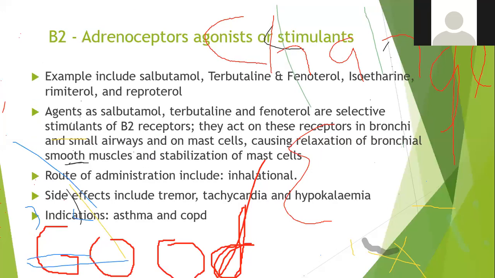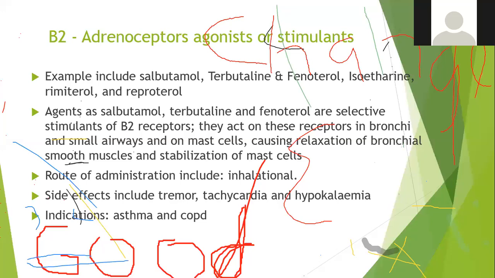You know, I said we have the beta receptors. We have beta-1, we have beta-2. Like I've said earlier, beta-2 is found in the lungs, in the walls of the bronchi, and so on. That is why drugs used for respiratory conditions can be classified as beta-2 adrenoceptor agonists. Examples include salbutamol, which we are all familiar with, also known as Ventolin. We can also have terbutaline, fenoterol, isoetharine, rimiterol, and reproterol. All these are examples of beta-2 adrenoceptor agonists.